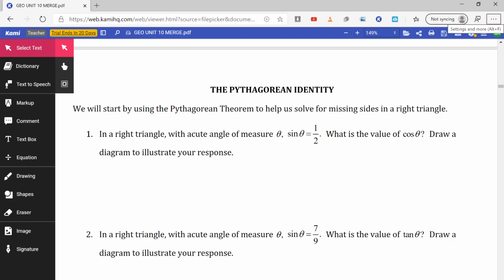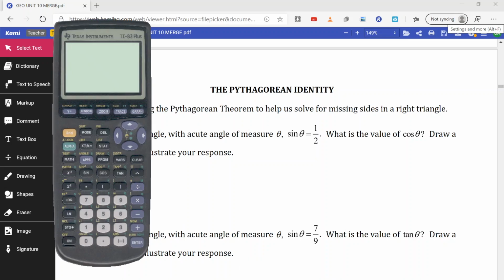We're going to take a look at the Pythagorean identity. When it comes to trig, again, we're dealing with right triangles. Now, the Pythagorean identity should remind you of the Pythagorean theorem.